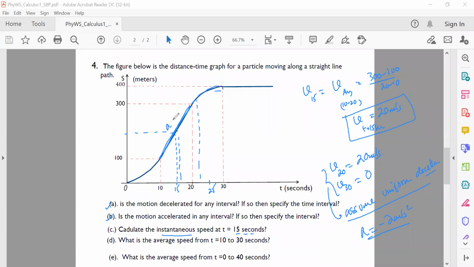But we know that in this part, the acceleration is 0. We know in this part, the acceleration is something negative. It may be uniform, it may be non-uniform. Similarly, here it is something positive. It may or may not be uniform.